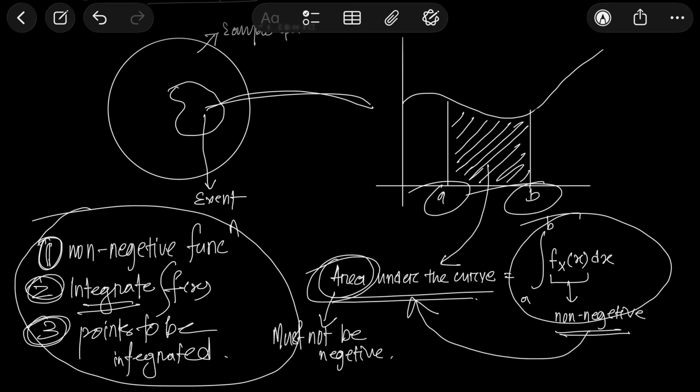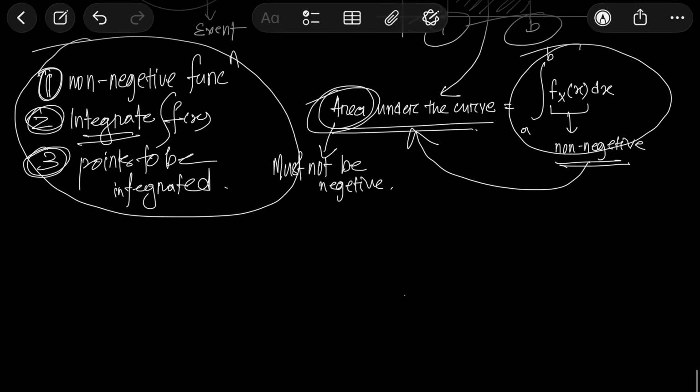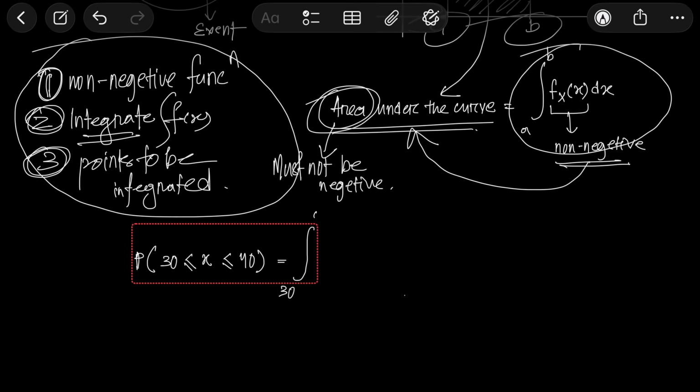So they will check the speed of the car like this. They will find the probability that the car was moving at a speed between 30 and 40 kilometers, and they will calculate that.